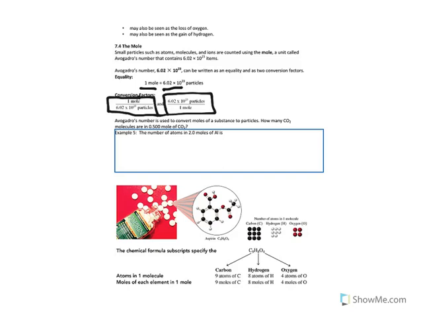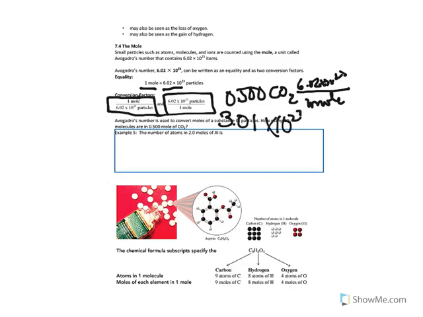For example, if you have a half a mole of carbon dioxide, how many carbon dioxide molecules do you have? So if you have a half a mole of CO2, how many CO2 molecules do you have? Well, 1 mole of CO2 molecules is 6.02 times 10 to the 23rd. So if you take 0.500 and you multiply that by 6.02 times 10 to the 23rd, you get that there are 3.01 times 10 to the 23rd, or exactly half, right? A half a mole has half the amount of particles.